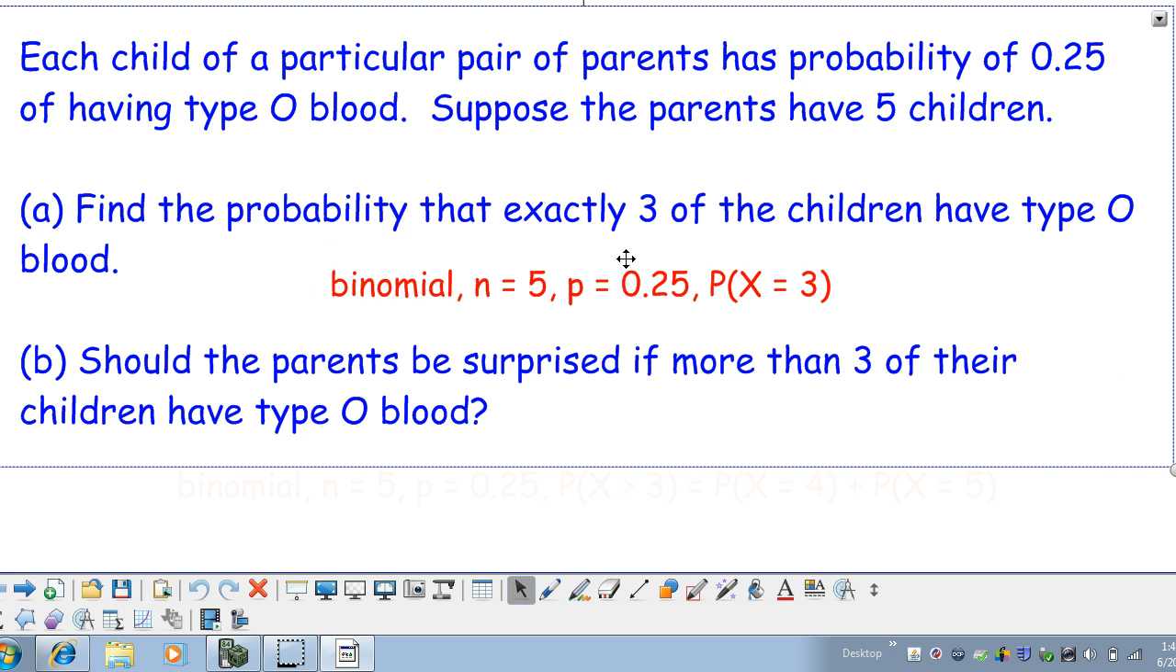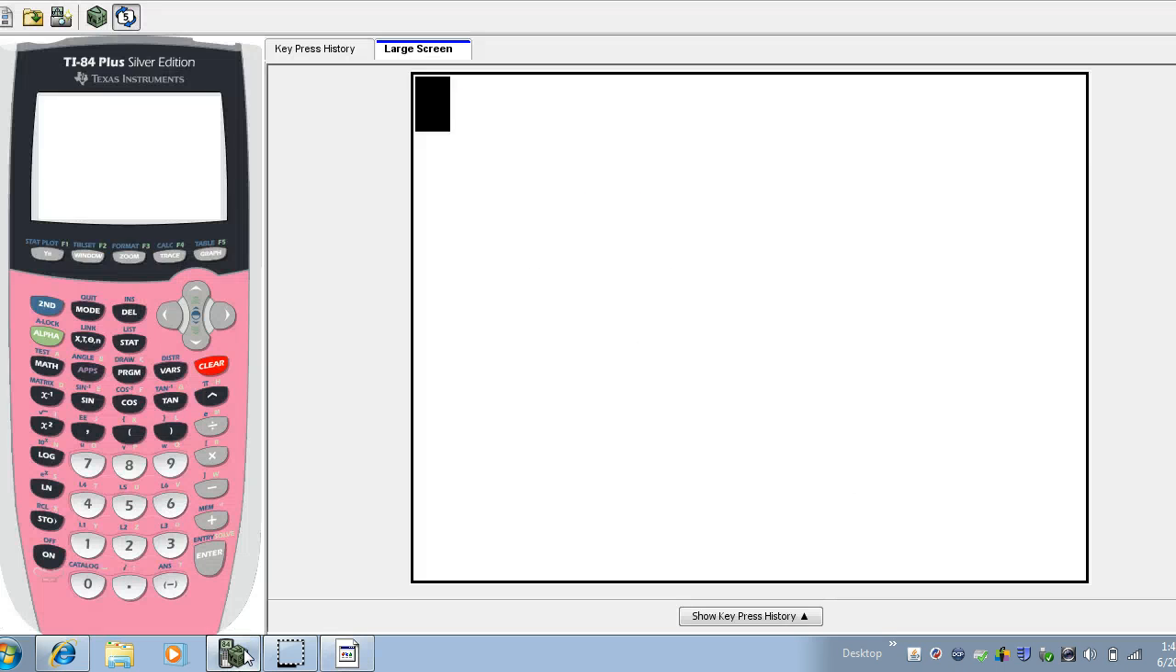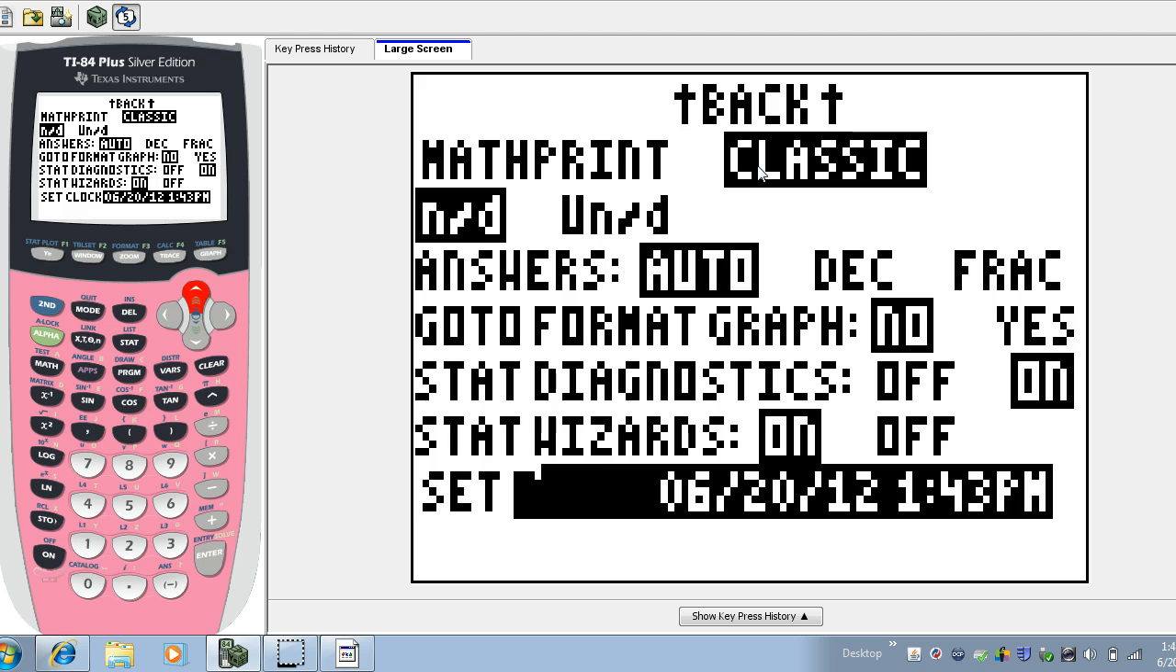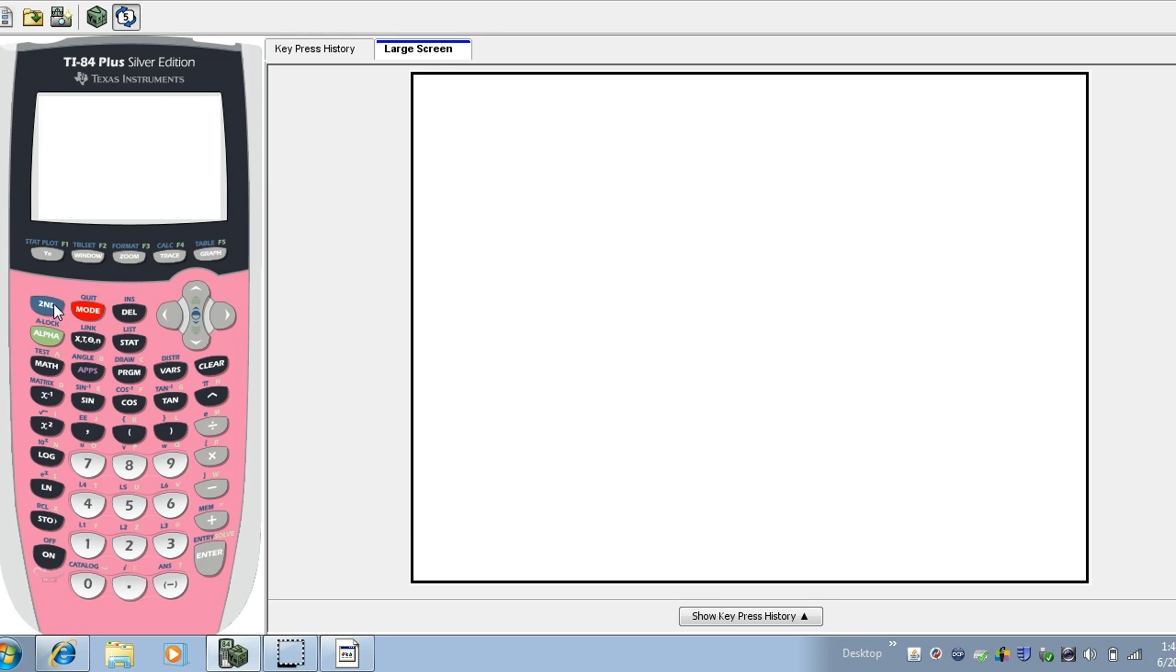First of all, this is a binomial situation with exactly 5 trials. The probability of success is the same from trial to trial at 0.25, and we're looking for exactly 3 successes. I have my calculator set up in what is referred to as classic mode. If you hit the mode button, you can see we've got classic mode here instead of math print. I prefer classic mode when I do my calculations so that I can see all the parameters on my screen.